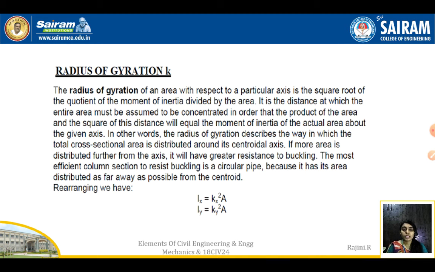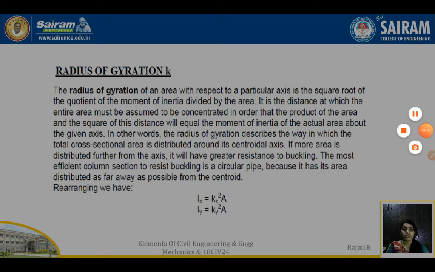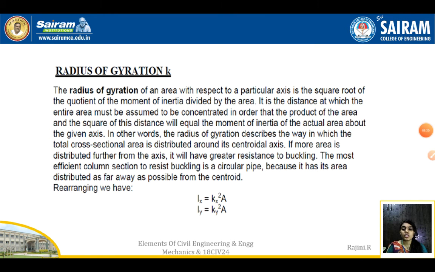Okay, next the topic is radius of gyration. Radius of gyration of an area with respect to a particular axis is the square root of the quotient of the moment of inertia divided by the area. It is the distance at which the entire area must be assumed to be concentrated in order to give the product of the area and the square of the distance between them.